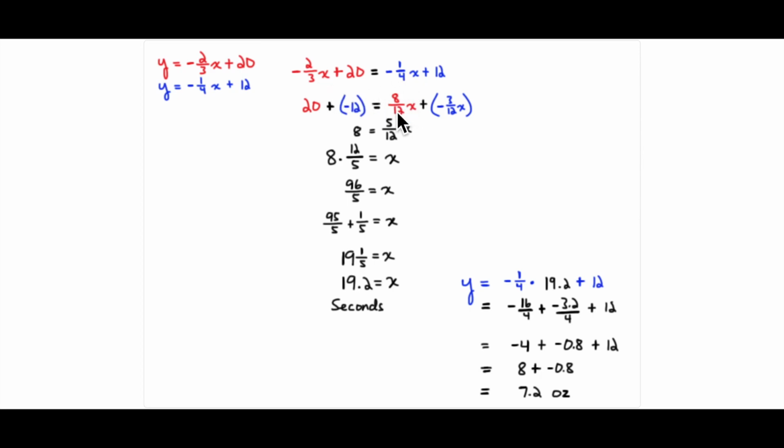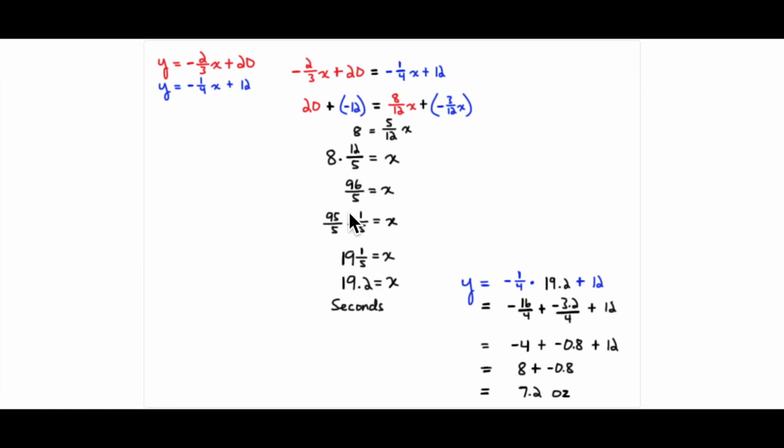And how does this become a positive 8/12? Well, you add the additive inverse here, a positive 2/3 x. And so this is going to go away, but you have to add that positive 2/3 x to this side, and positive 2/3 is the same as a positive 8/12. And 1/4 is the same as 3/12. Combine them, you have 5/12. Use the multiplicative inverse. So you end up with 96/5.